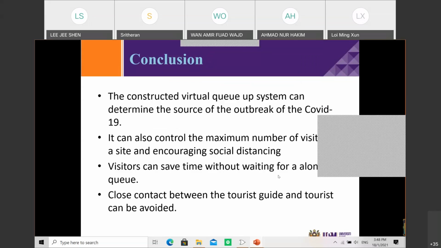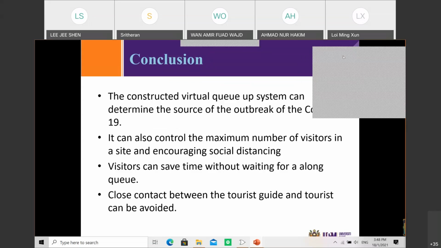So in conclusion, the system that we constructed can determine the source of the outbreak of COVID-19, and it can also control the maximum number of visitors in the site and encourage social distancing. Furthermore, visitors can save time without waiting in a long queue by using the booking time from the time reservation system. And also, close contact between the tourist guide and tourists can be avoided. So that's all from our group.